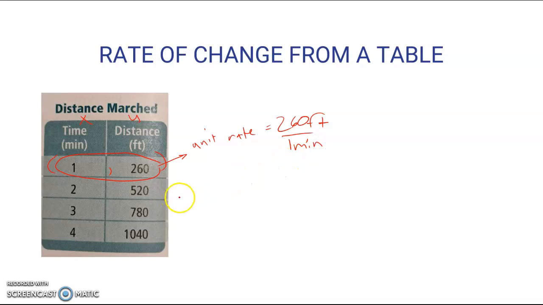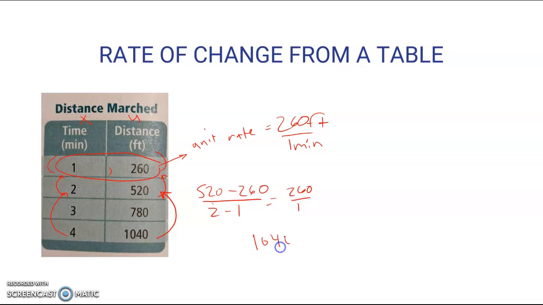And we can test this by looking at our changes. So what's happening in this y value here? Even if we couldn't see it, we could take the second y value, 520, and subtract that 260 over 2 minus 1 equals 260 over 1, and we're going to continue to get that unit rate. We could take any of these values, really. I could do 1040 minus 520 over 4 minus 2.